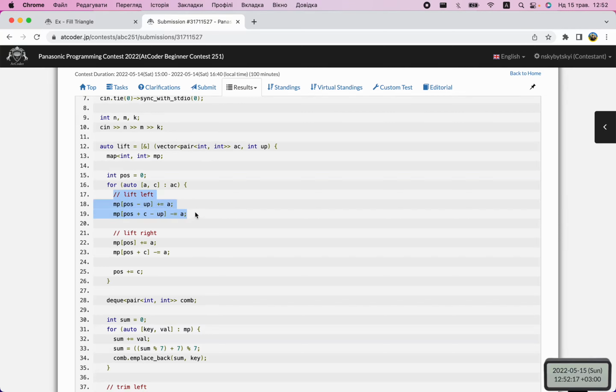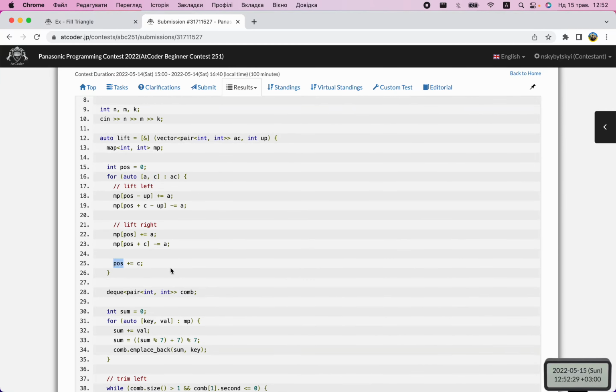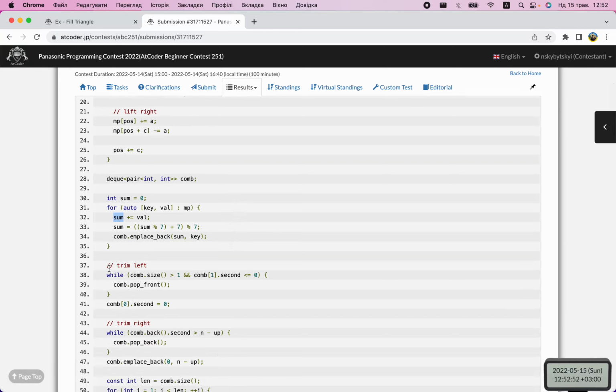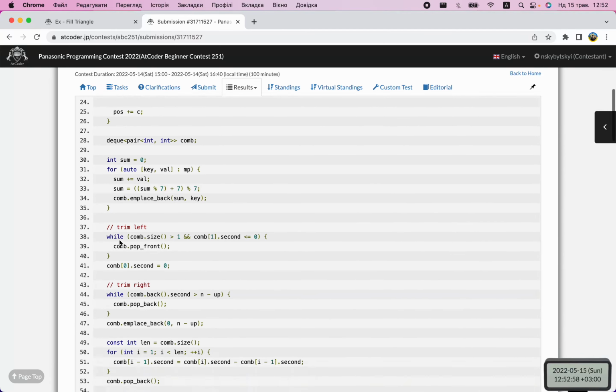That is the transition up and left. The transition up and right will start at position and end at position plus however long the length of the block was. And then we keep track of position. This map contains changes of the sum at a given position, so the key is position and the value is the change. Then you obviously need to compute prefix sums of the map to get, instead of changes, the actual values.